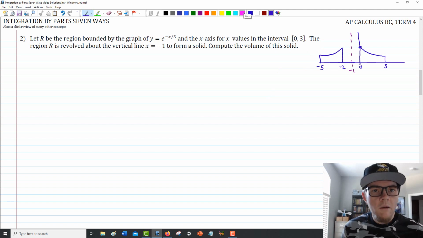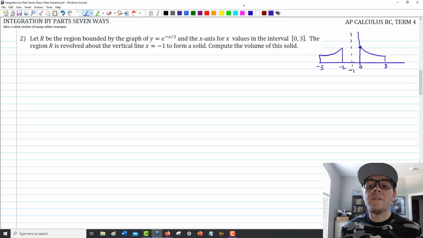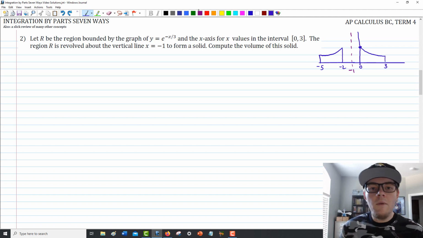A couple things to point out. First, it is possible to do this with washers. It absolutely is possible to do this with washers, but it's going to be fairly challenging because you're going to have to split this up into two integrals. So I'm choosing not to do this in terms of washers and to turn everything to y. That just looks like it might be difficult, and truthfully I haven't done the problem that way and I didn't prepare for it. So what I'm going to do instead is use cylinders.